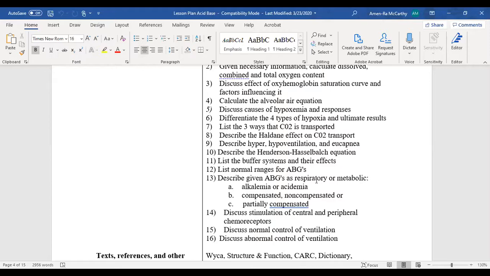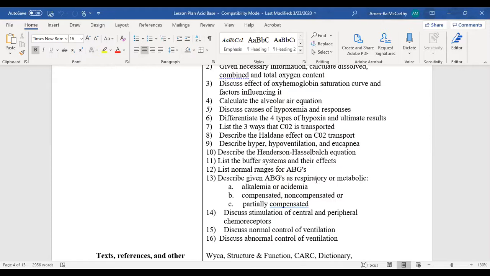If CO2 is causing the problem, it's a respiratory issue. It's either respiratory acidosis or respiratory alkalosis. If the bicarb is causing the problem, then it's a metabolic issue, right? You either have metabolic acidosis or metabolic alkalosis. Okay, so that's what we're going to learn.